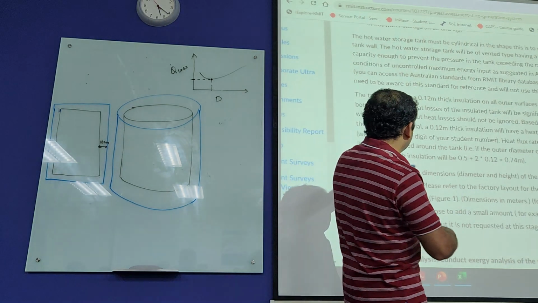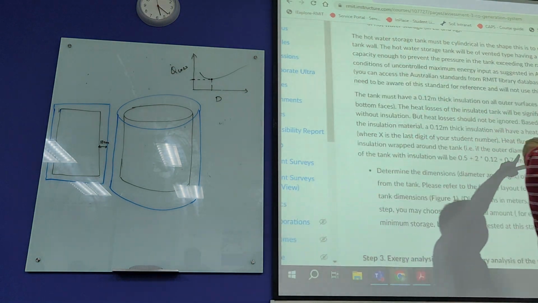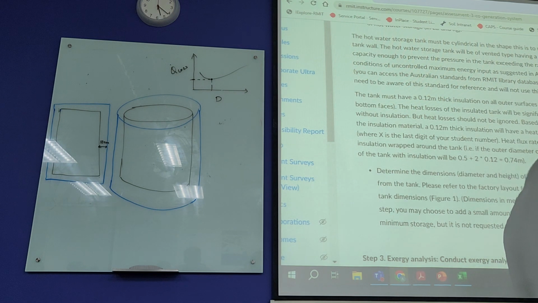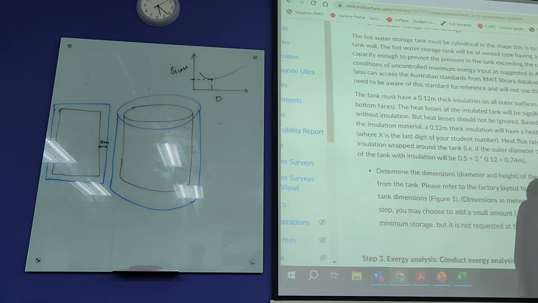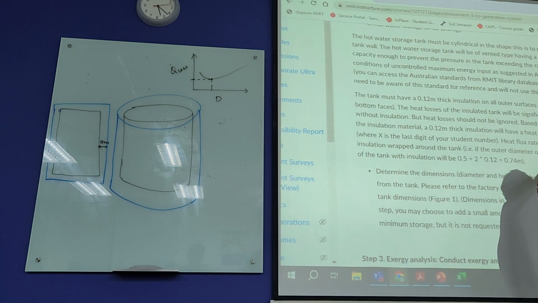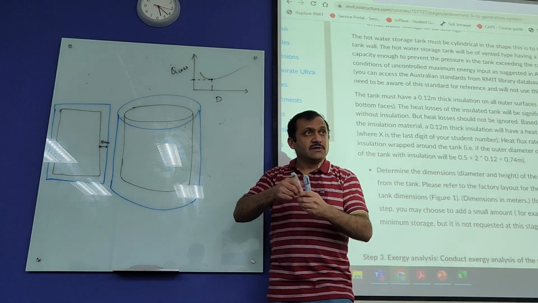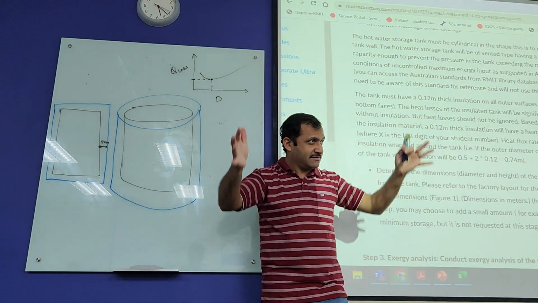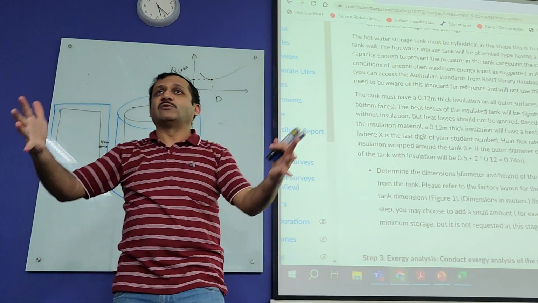Now, further it says, here, the heat flux rate as provided by the manufacturer, the supplier of that insulation, for that size insulation, 12 centimeter thick insulation, is given with your student number. So that will give you kilowatts per square meter. Now, what is that square meter? It is the total surface area. So, cylindrical surface area and the top and bottom flat surface areas. Total surface area outside.